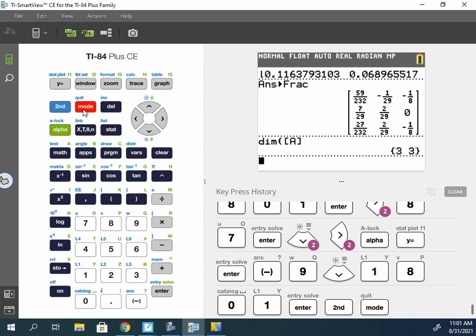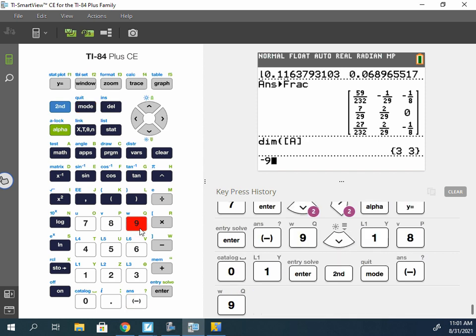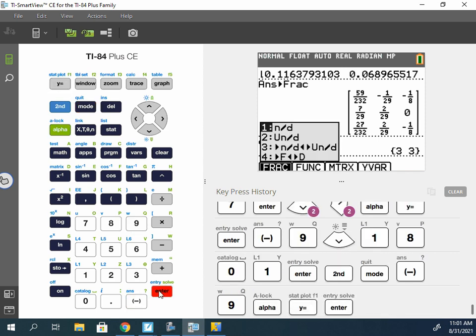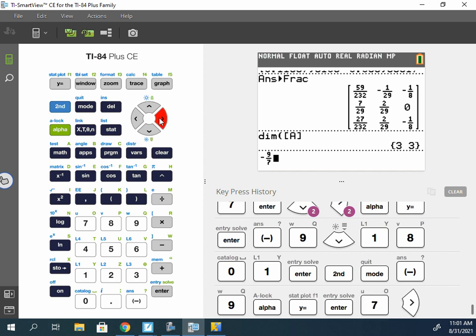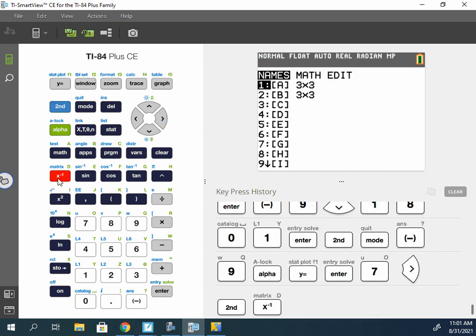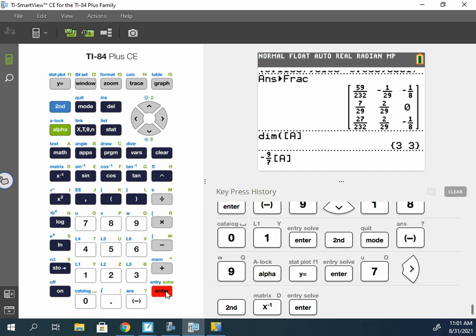Okay, second quit. Now, the first part of this problem we had was -9/7 as a scalar, yes? Let's type in negative 9 alpha y equals enter 7. Alpha y equals will give us the fraction. And then I want this is matrix A, yes? Well, second matrix, enter gave us matrix A, yes? So what the calculator is reading so far is that we want to multiply matrix A by the scalar negative 9/7. And we're subtracting from it what?